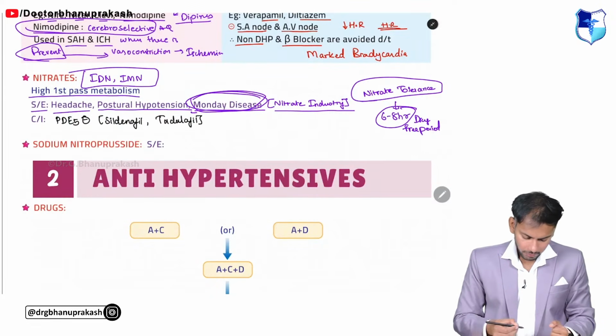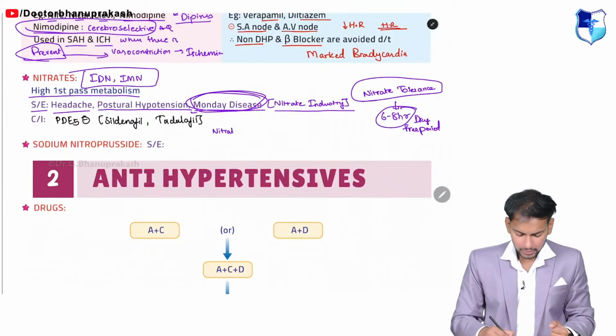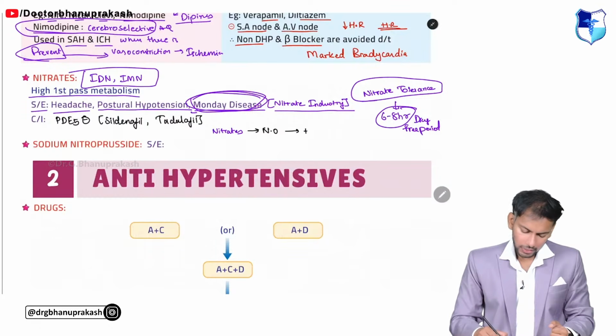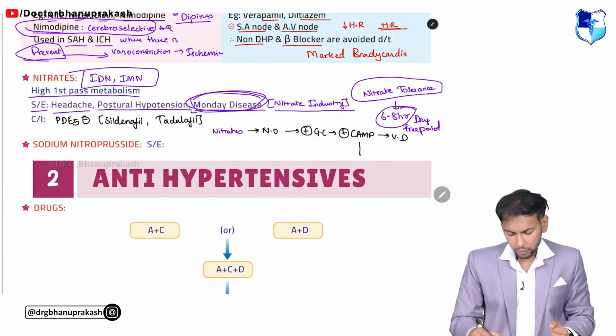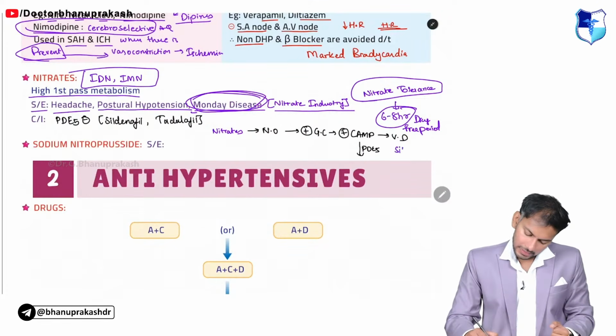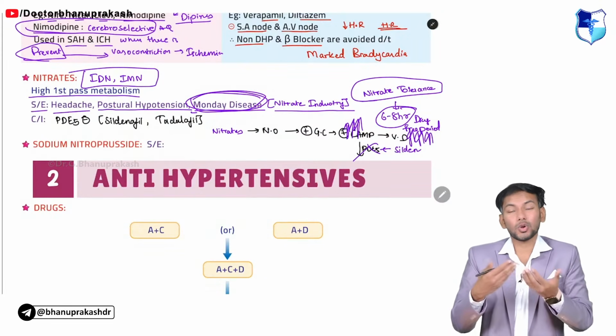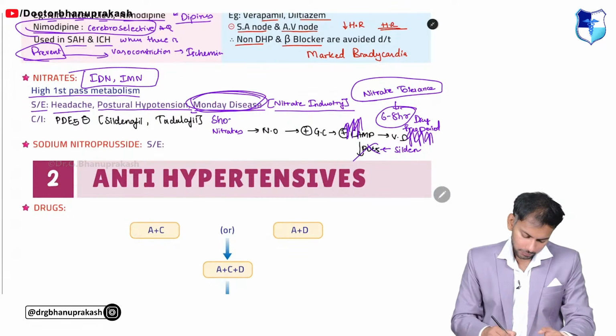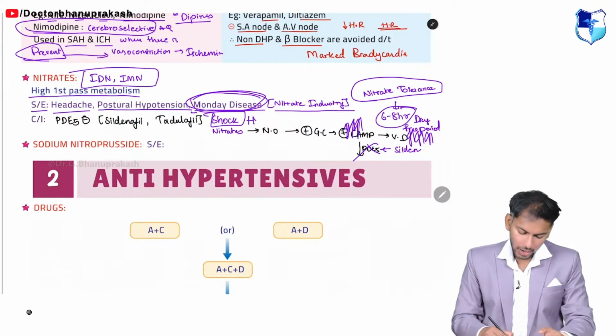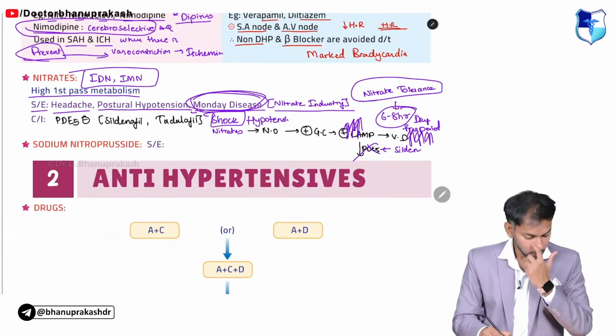If you understand from before, I told you nitrates will release nitric oxide. Now what will nitric oxide do? It will activate the guanylyl cyclase, it will increase the cyclic GMP. This will cause the vasodilation. Now if you give sildenafil, what will it do? It will block this PDE5, it will increase the cyclic GMP, and it will increase the vasodilation, and it will cause a lot of vasodilation. The person will go into shock. Which shock? Hypotensive shock. That is the reason why we should not use them together.